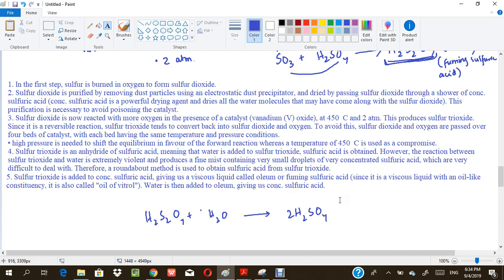Also, sulfuric acid is used to remove impurities from metals. See, what happens is that if I have a metal piece, many a times this metal gets coated with an oxide layer. So, if I want to electroplate this metal, I first have to get rid of this oxide layer. And this oxide layer is removed by reacting it with dilute sulfuric acid. And this removal is called pickling.